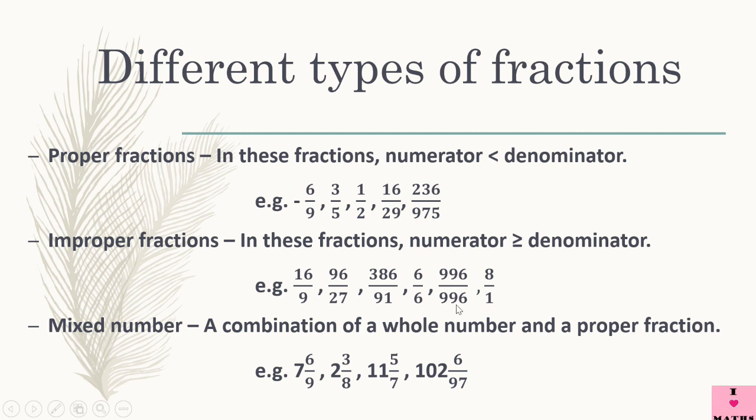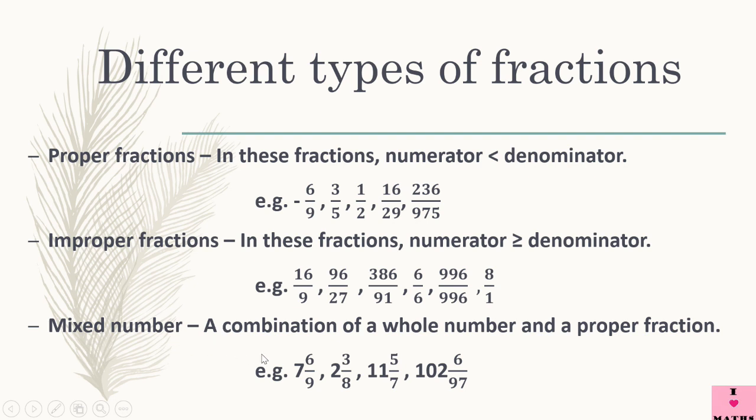996 upon 996. This is also an improper fraction. 8 upon 1. 8 is bigger, the numerator is bigger and the denominator is smaller. So this is also an improper fraction.